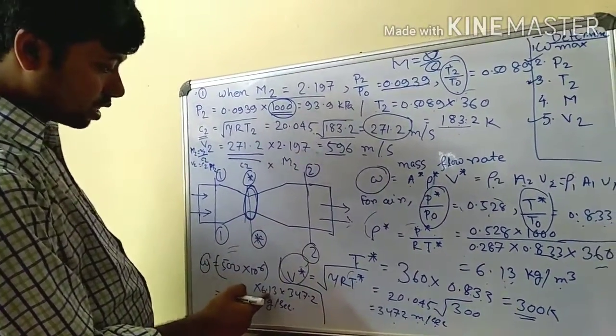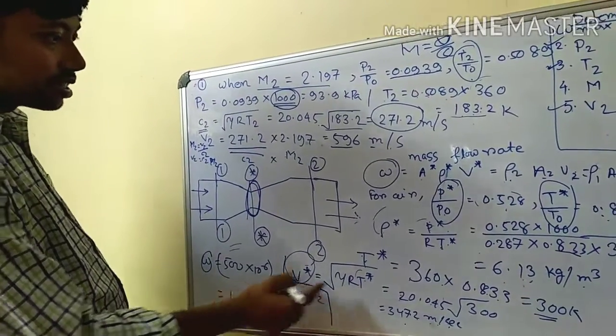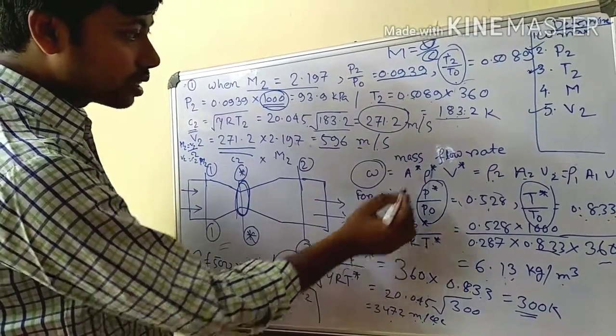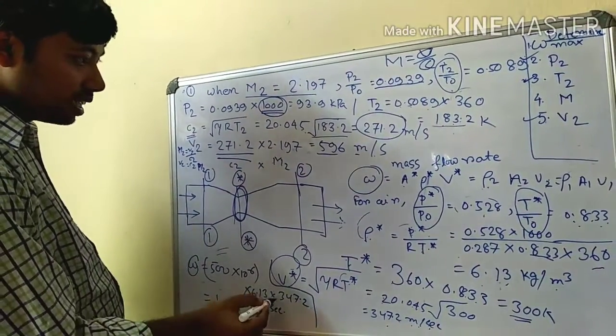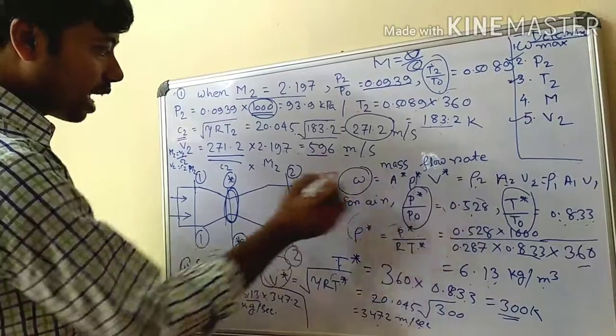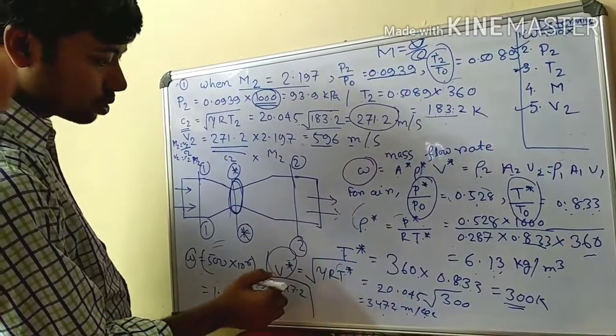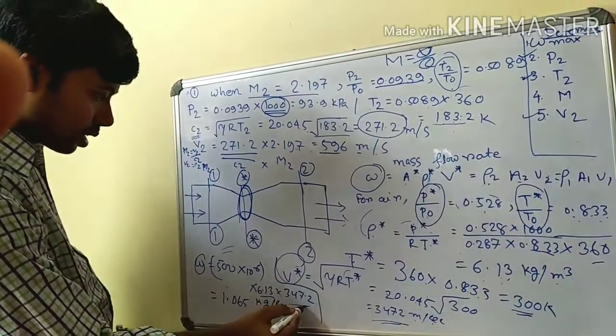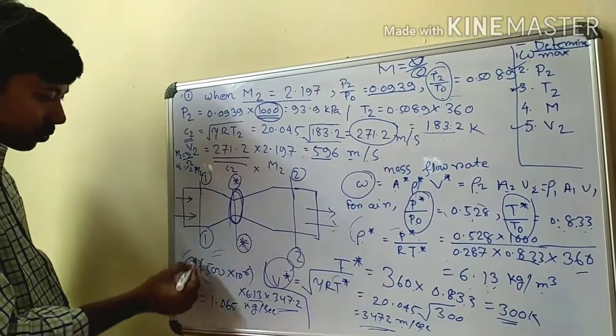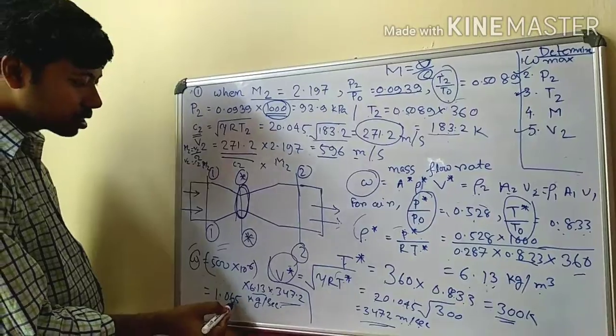6.13 is basically rho star. So this is the rho star, 6.13. Just put those here. 6.13 into V star. V star means velocity at the throat section. That is basically your 347.2 here. So maximum flow rate is 1.065.